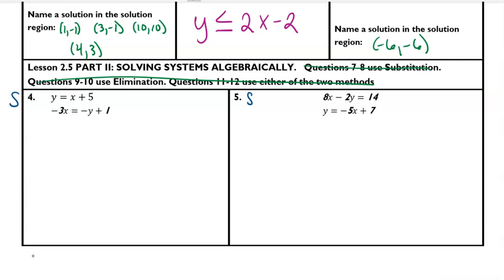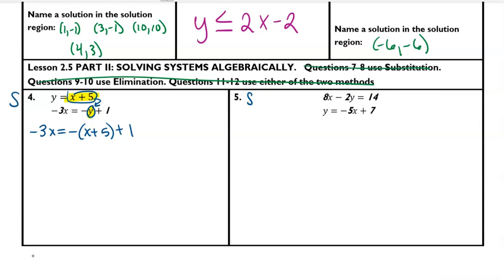It says y equals x plus 5. So we're going to take that x plus 5, which equals y, and we're going to put it in place of y. We're literally substituting one equation into the other. Okay, so I took that y equals, and I put it right in there.